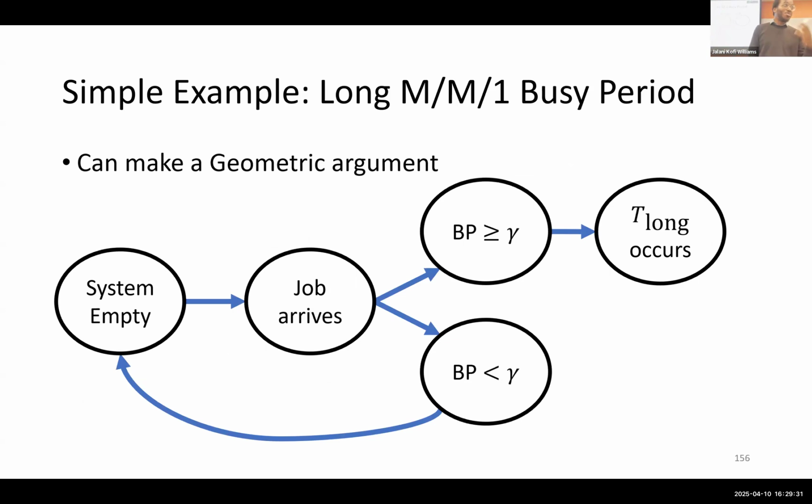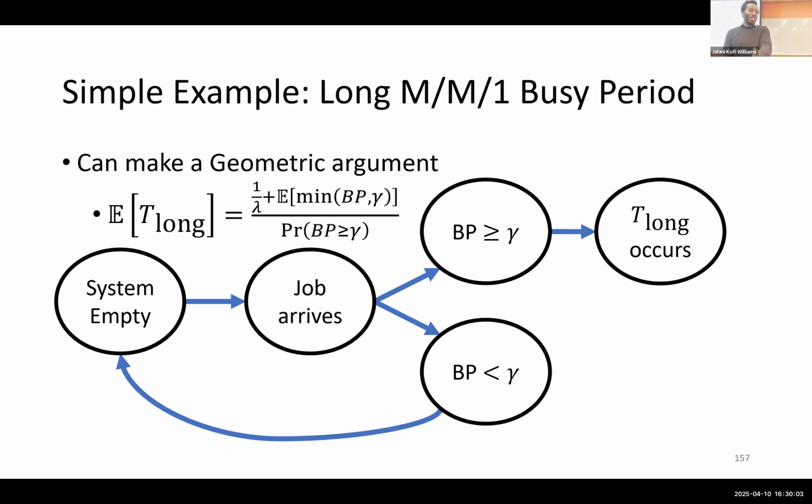What you can do is make a geometric argument. You start with the system empty. At some point, a job arrives. If the busy period is longer than gamma, then T-long occurs and you're done. But if it's smaller than gamma, then your system is empty again and you've basically started over. And so you can argue that the number of busy periods you make is geometric, where the probability of success is just the probability that a busy period is longer than gamma. And this will exactly allow you to get the expected value of T-long.